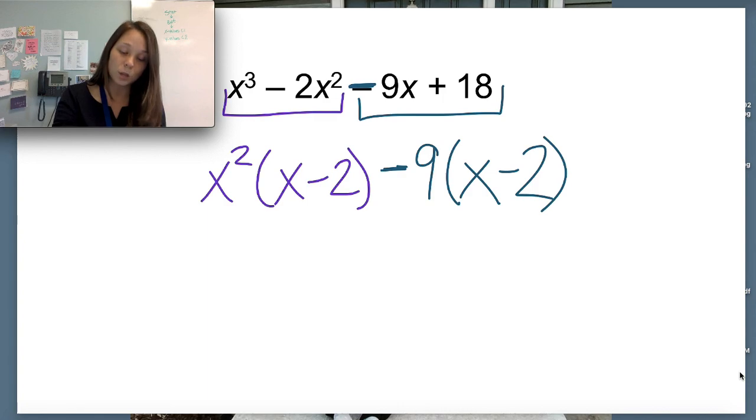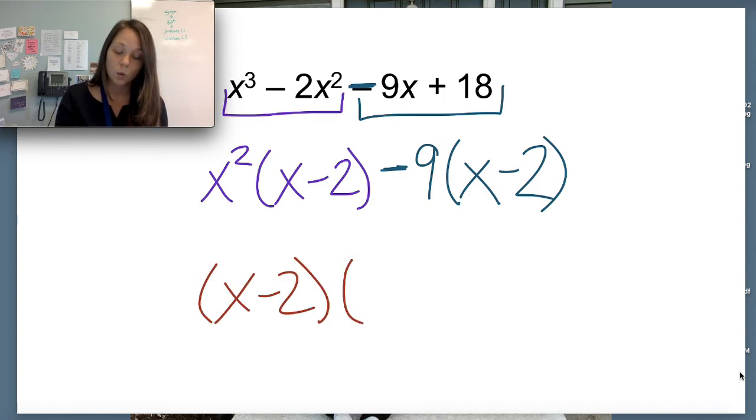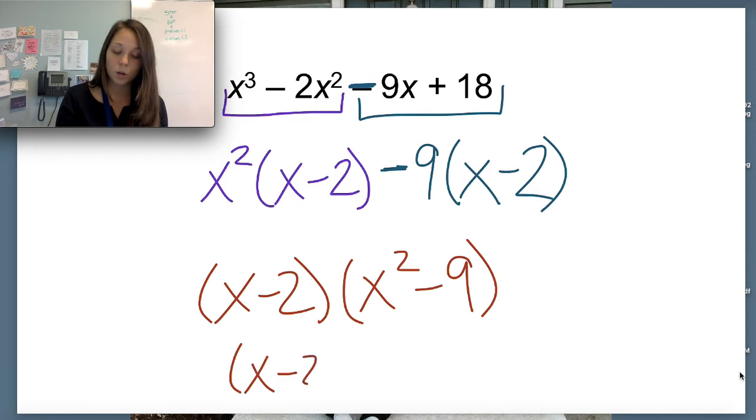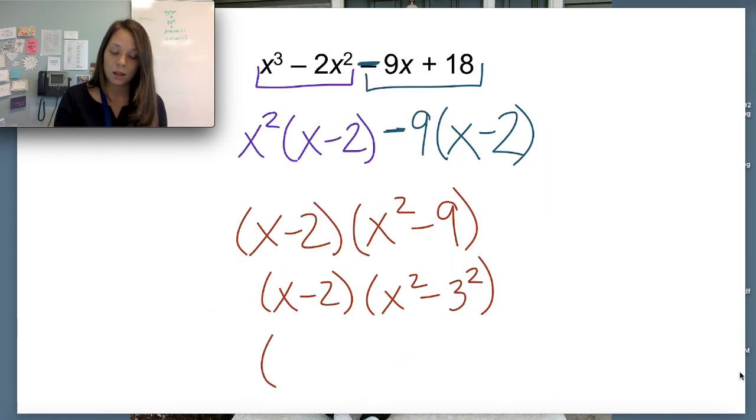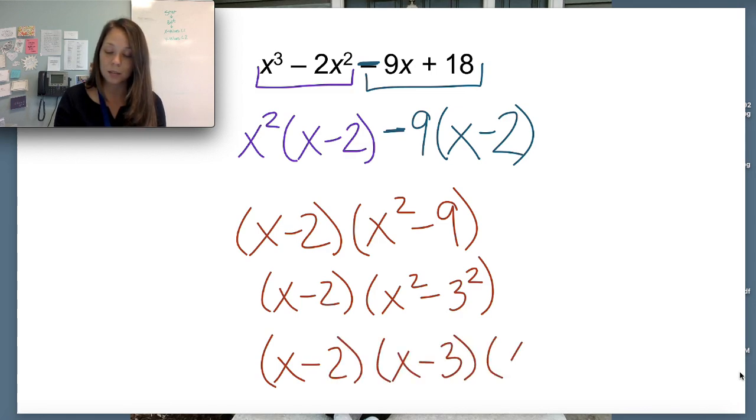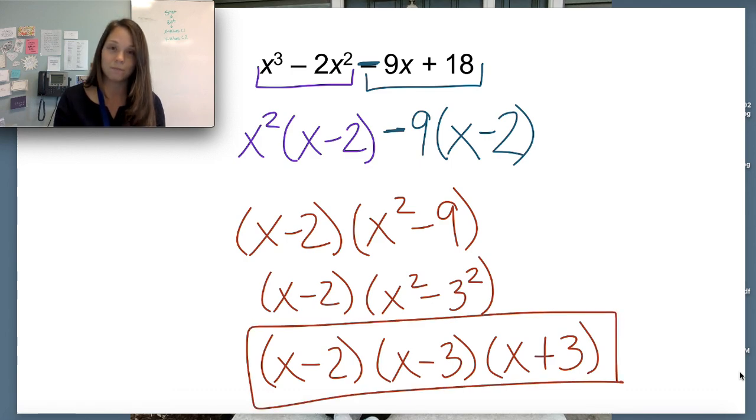X minus 2 is going to become my new greatest common factor, which leaves me with x squared minus 9. X squared minus 9 is a difference of squares because 9 could be written as 3 squared. That means this is going to factor into x minus 3 times x plus 3, and the x minus 2 is going to carry down.